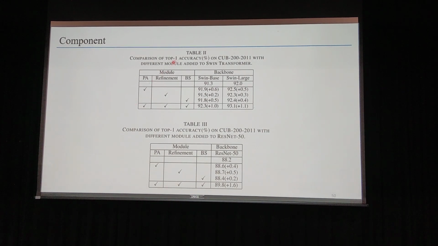From table 2, it can be observed that the Swin Transformer base achieved a total accuracy improvement of 1%, and showed improvement in each group after incorporation. Similarly, the Swin Transformer large achieved a total accuracy improvement of 1.1%. And moving on to table 3, it can be seen that even on convolutional-based methods such as ResNet 50, there is also an improvement, with a total accuracy improvement of 1.6%.